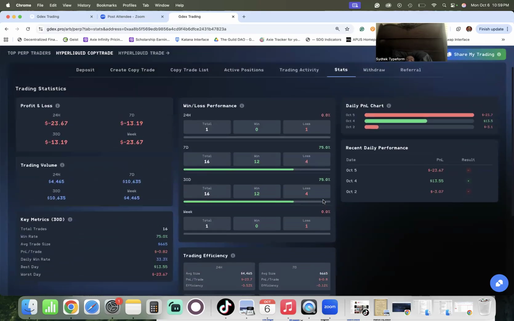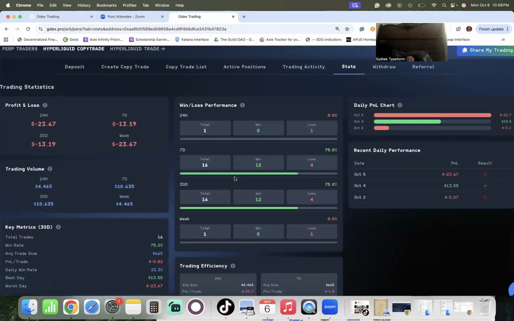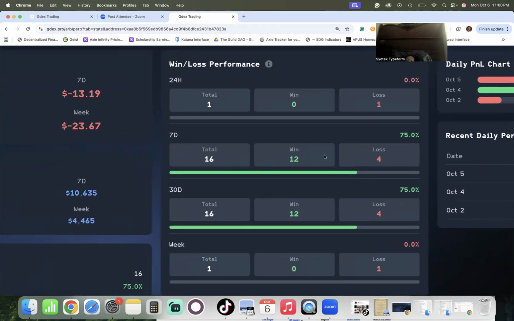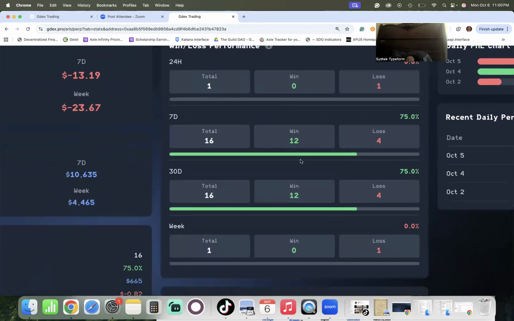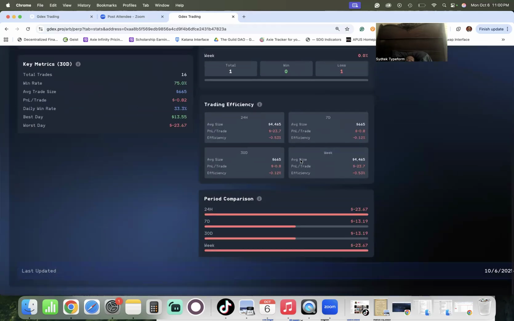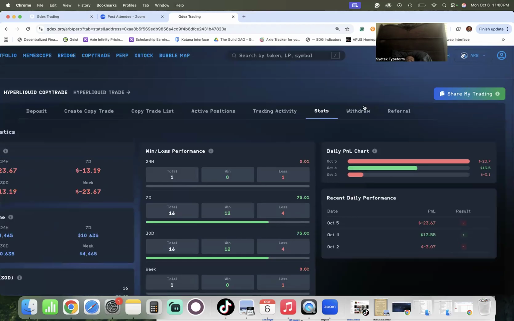But as you can see, whenever I was testing some AI, I can make some adjustments. So I got 4 losses and 12 wins just testing out my AI. Same 75%, not too shabby. And like I said, we've made adjustments. So next week when I do this presentation, these numbers should be a little bit better. So this is the main thing.